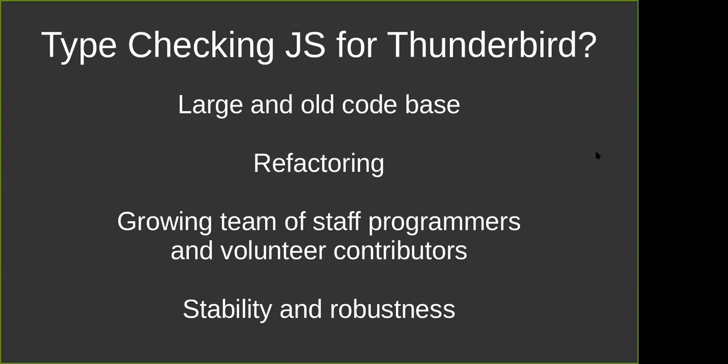We have a growing team of staff programmers. Two new folks just joined us this week, and we have volunteer contributors. So making the code base easier to understand is a nice thing, and static types can help with that. Another way to think about this is, a lot of people think dynamically typed languages help you move fast, especially if you're a startup where you want the first mover advantage. Thunderbird is a very mature product, and there are a lot of changes we want to make, but it's in a phase where being bug free is more important than having a first mover advantage, if you will. So in some ways, taking a statically typed approach helps to have more robustness and a more stable code base.